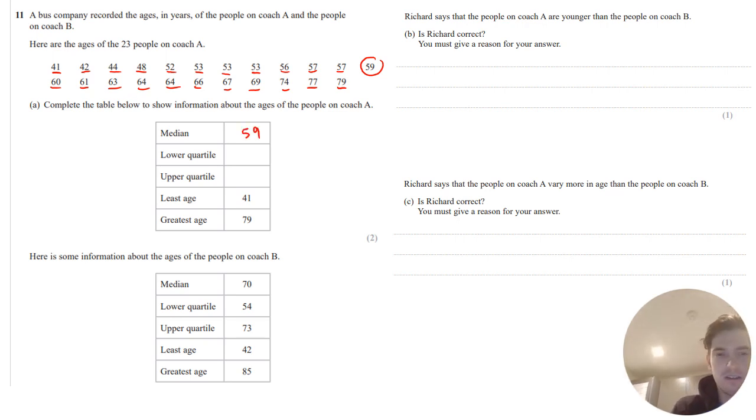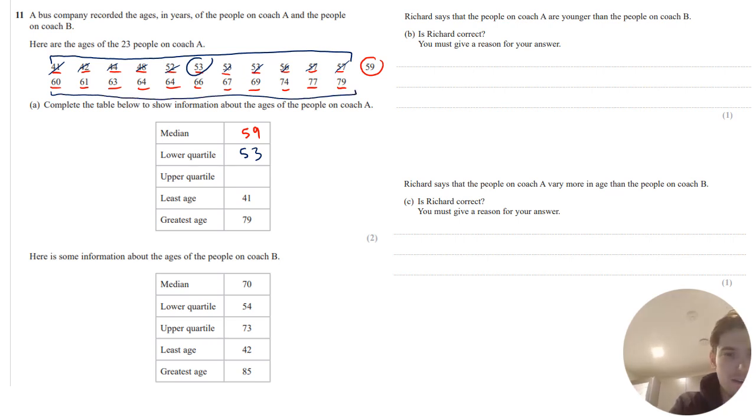Now, to find the lower quartile, you need to take all of the ones below the median and then find the middle number here. So we're going to cross off the smallest, cross off the biggest. Smallest, biggest. Keep going. Keep going. And that is my lower quartile, 53. And then the same for the upper quartile. I look at all of the ones above the median, and then I should be able to see what the upper quartile is going to be. Yeah, 66. Okay, here's some information about the ages of people on Coach B.